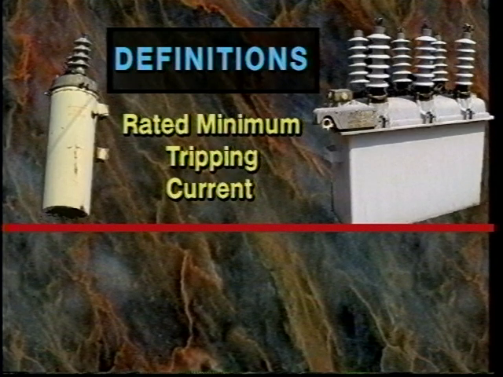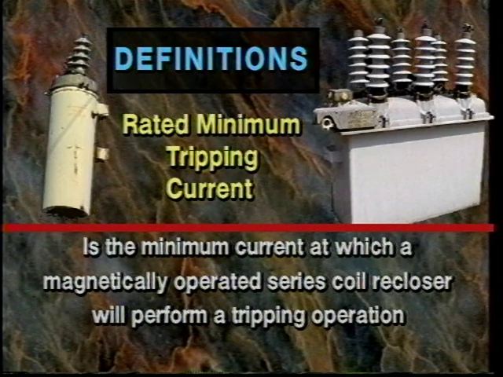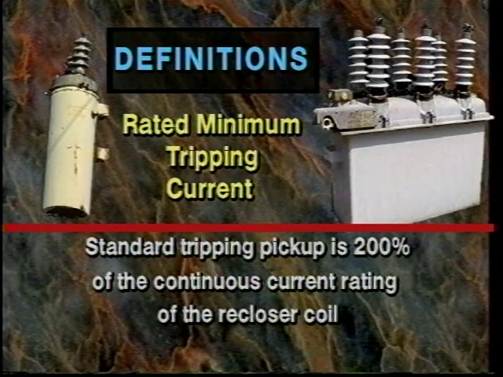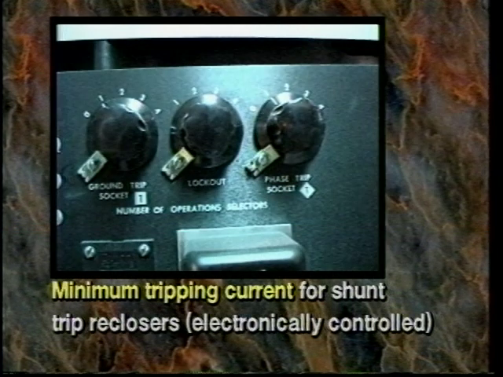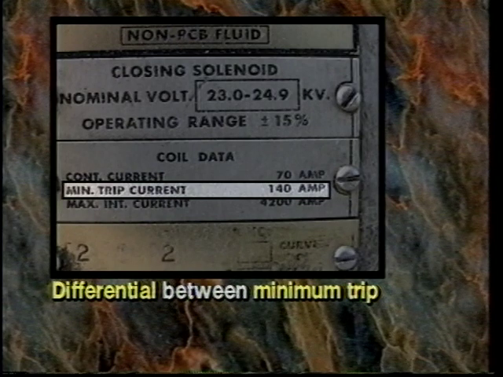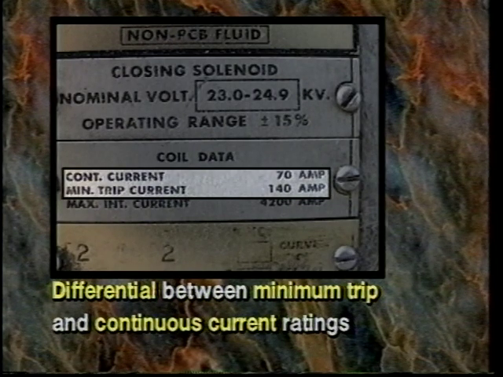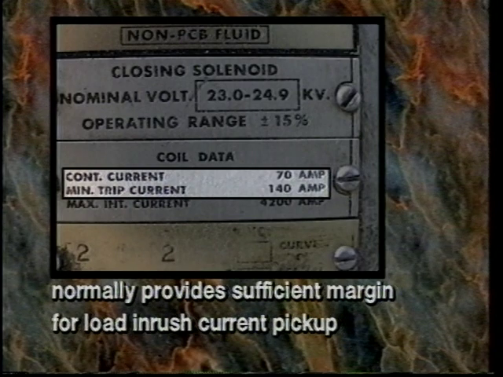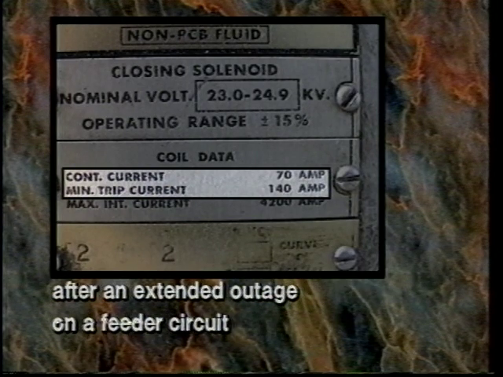Rated minimum tripping current. The rated minimum tripping current is the minimum current at which the magnetically operated series coil recloser will perform a tripping operation. Standard tripping pickup is 200% of the continuous current rating of the recloser coil. The minimum tripping current for shunt trip reclosers, electronically controlled, is variable and has no relation to the rated continuous current. The differential between minimum trip and continuous current ratings normally provides sufficient margin for load inrush current pickup after an extended outage on a feeder circuit.